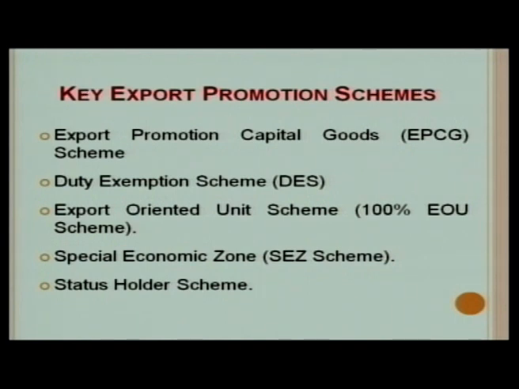So, any exporter or importer who wants to do a trade needs to have an IEC number. Now, we will try to understand some of the key export promotion schemes made available by the Government of India to promote trade. One is the Export Promotion Capital Goods Scheme, EPCG scheme. Then the Duty Exemption Scheme, DES; the Export Oriented Unit Scheme, meaning the 100% export oriented scheme; the Special Economic Zone, SEZ scheme; and the Status Holder scheme. So, we will discuss these schemes one by one in detail.